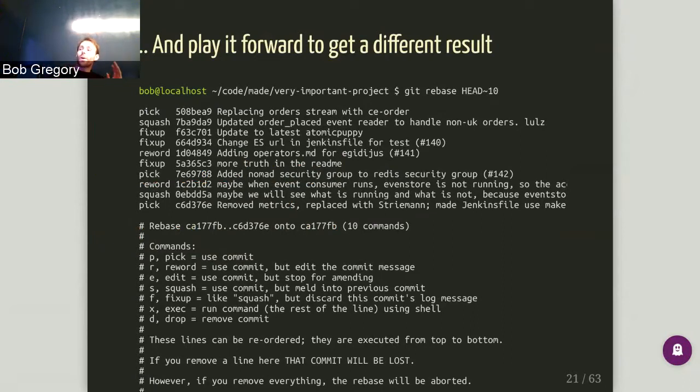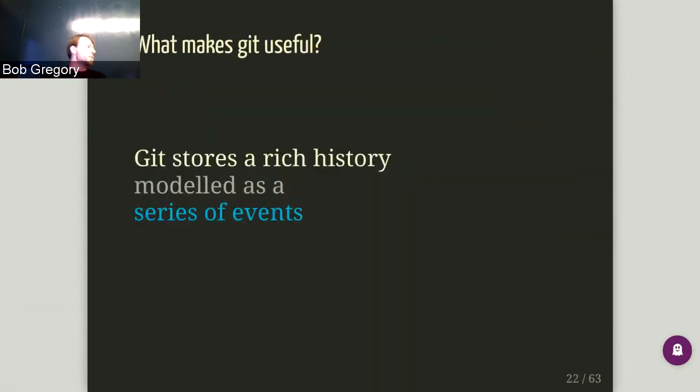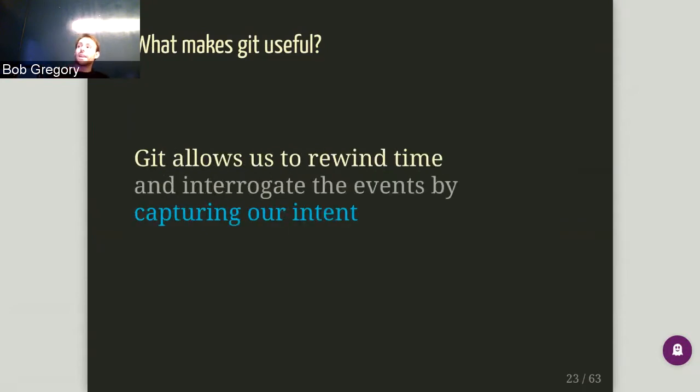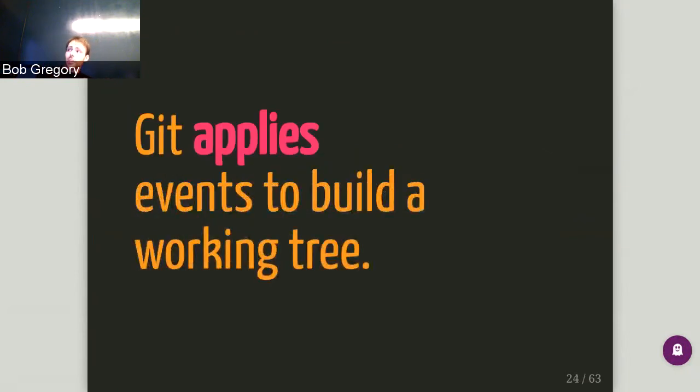So why is Git so useful? Well, it's useful because it stores a rich history modeled as a series of events. And because we can then interrogate that event stream, because it captures our intent. It tells us what it was we were trying to do when we made a decision. What were we thinking when we did it? And this is an important idea, and one we'll come back to in a bit.